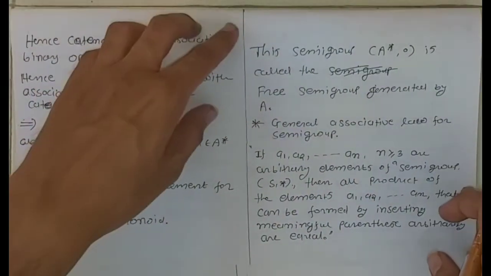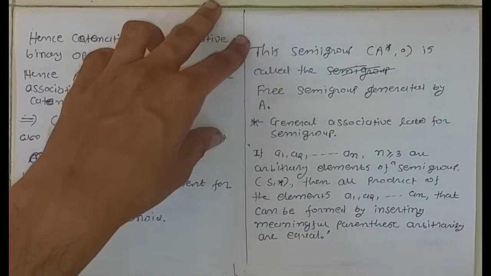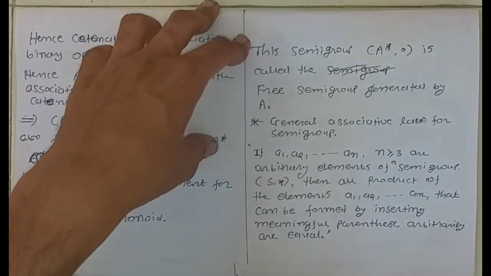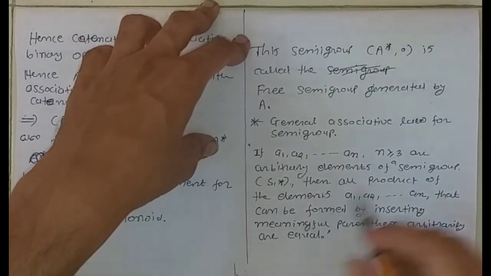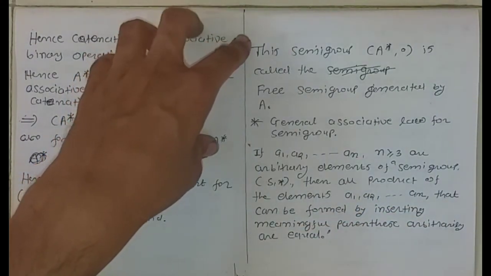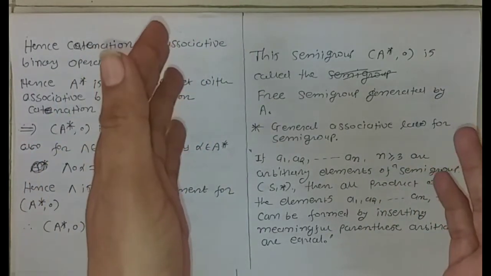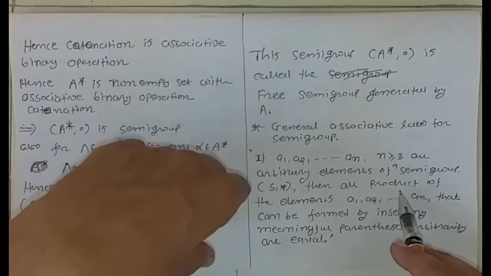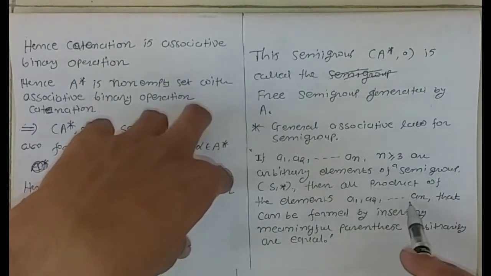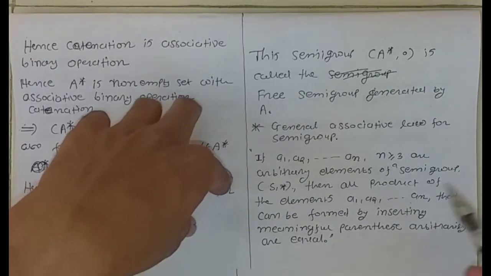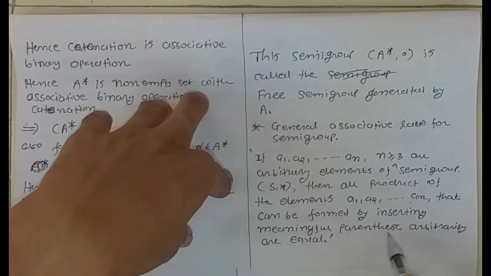Now, the general associative law for a semigroup. Let us see. If a1, a2 up to an, where n is greater than or equal to 3, are arbitrary elements of a semigroup, we have been given a finite number of elements from the semigroup. Then all products of the elements a1, a2 up to an that can be formed by inserting meaningful parentheses, or we can say meaningful brackets, arbitrarily are equal.